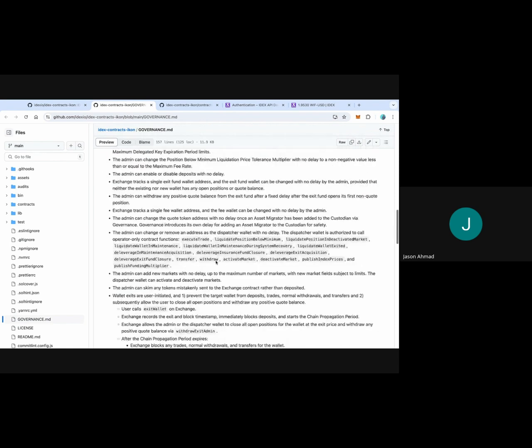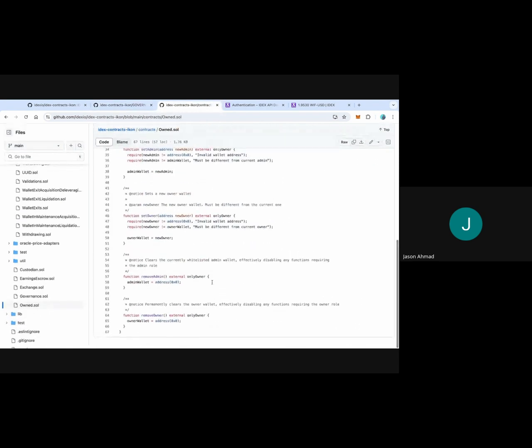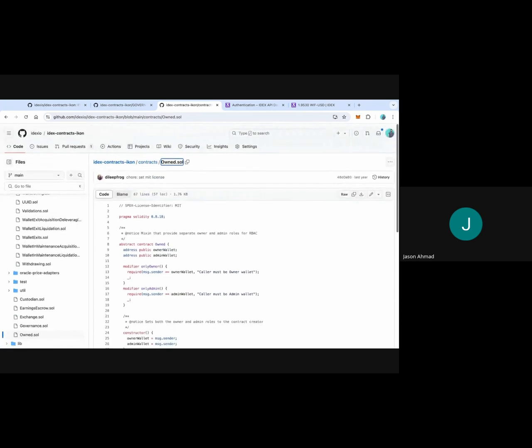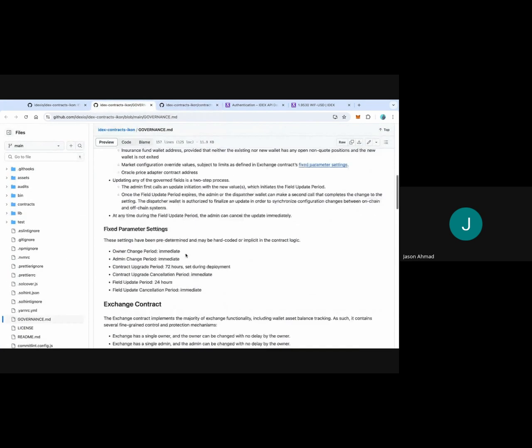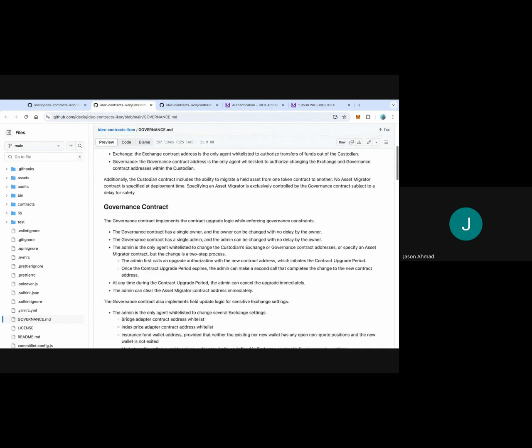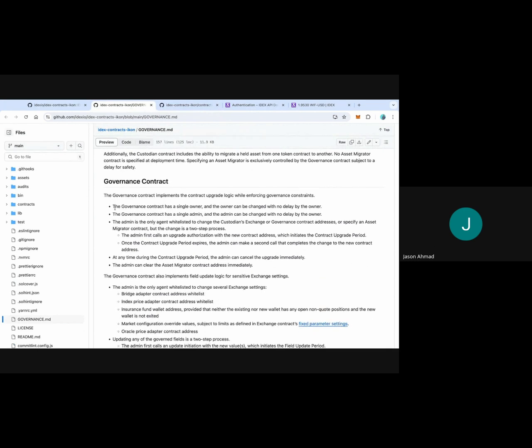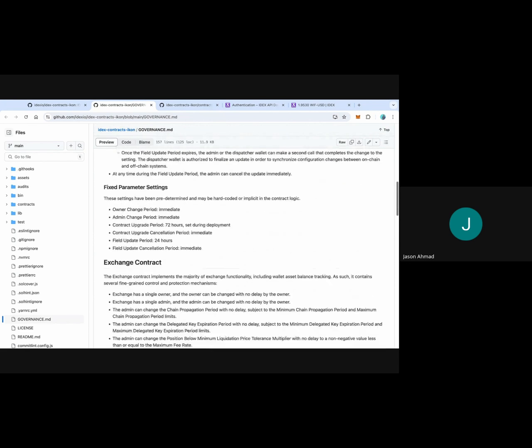So the contract itself is really, really simple. It is, of course, implemented by the key contracts like exchange and governance. But if you want a human readable explanation of exactly how this plays out, you can see here, this document contains a point-by-point explanation of all those controls, what they can do, and what the generally intended parameters that are configurable here are.